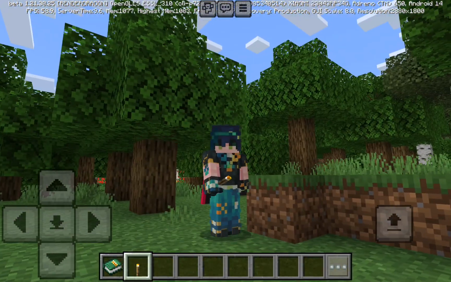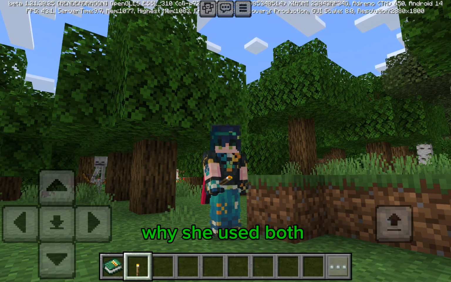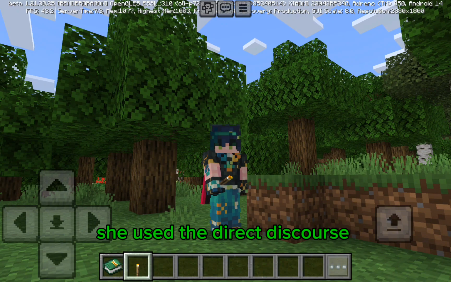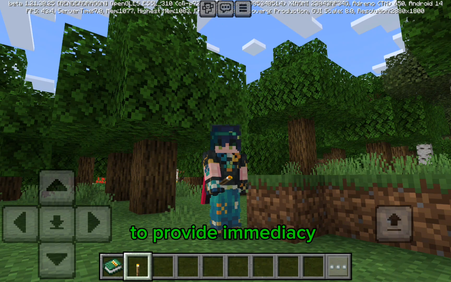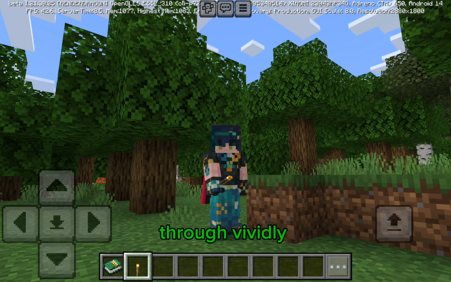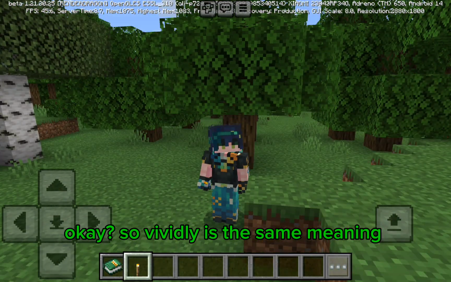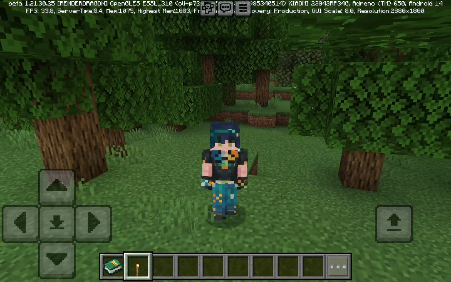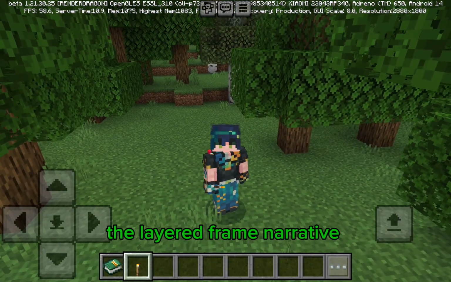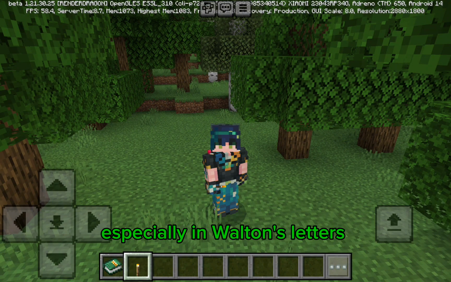So why are both used? Why did she use both direct discourse and indirect discourse? She used direct discourse to provide immediacy and emotional depth, allowing the narrator's voice to come through vividly, clearly. Okay, vividly is the same meaning as clearly. As for indirect discourse, it is used to maintain the layered frame narrative and adds a reflective tone, especially in Walton's letters.